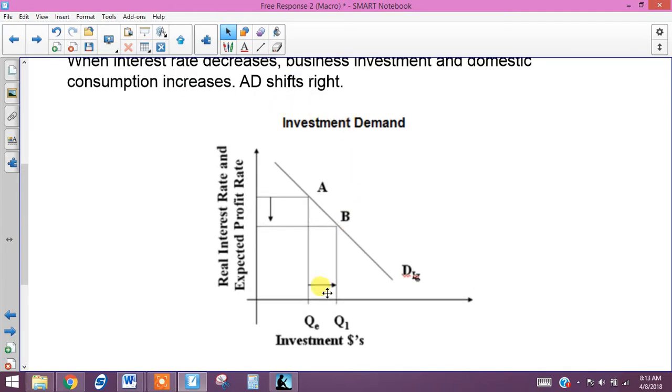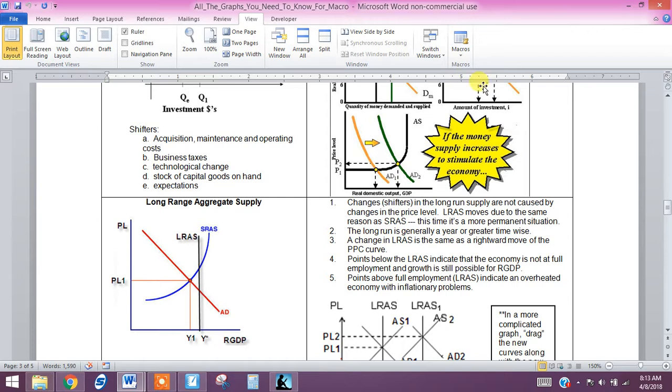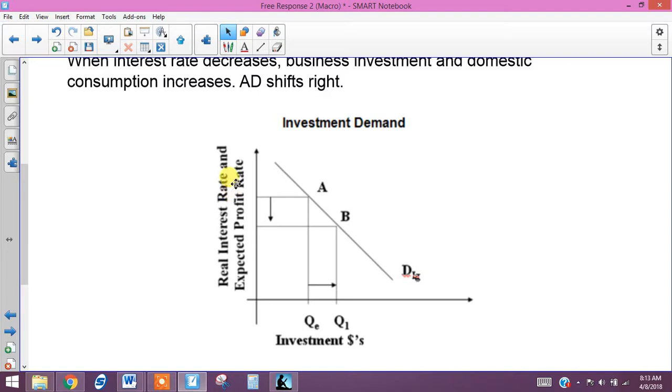You don't have to draw this graph, but it's in your handout. I just copied it and put it over here so you can see that when interest rates drop, that's going to cause a movement along the line for the investment demand. So this is the investment demand graph, and you can see that when real interest rates drop, you're going to have an increase in overall investment. So you can see that graphically as well.